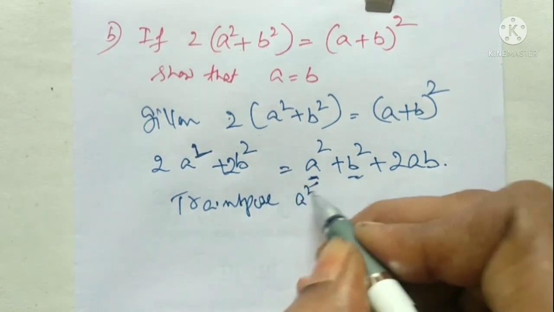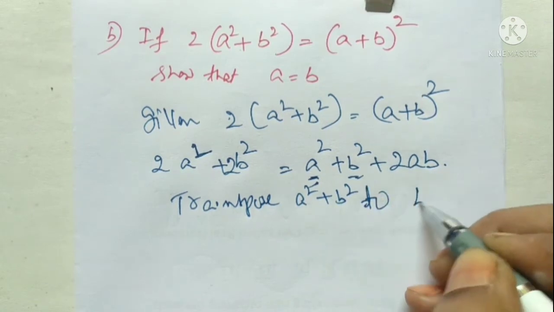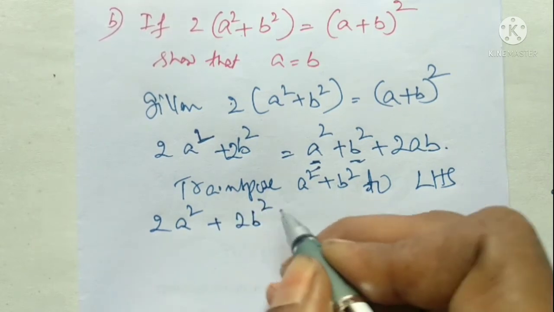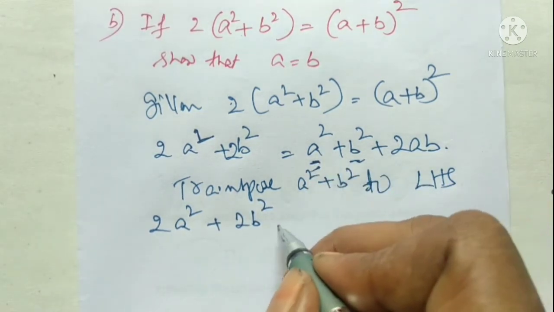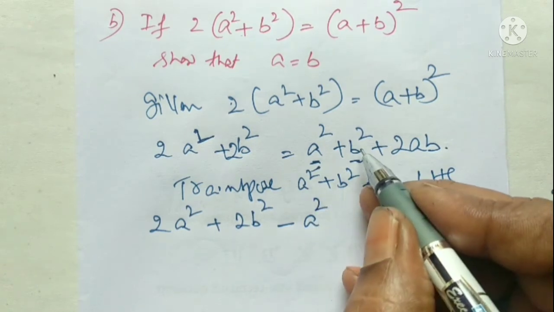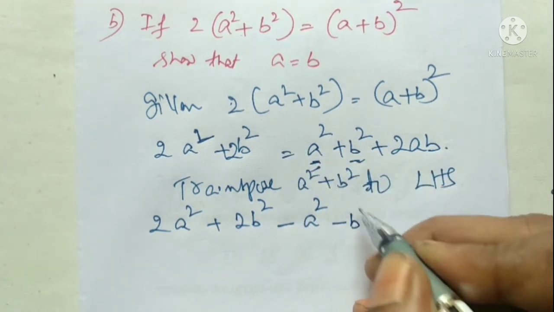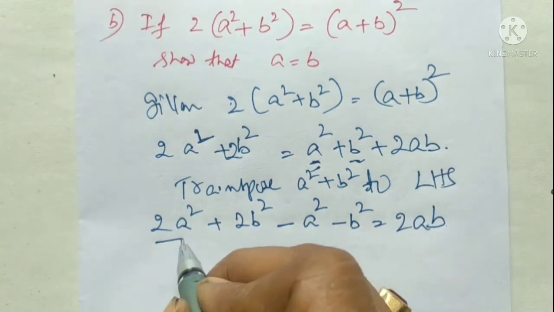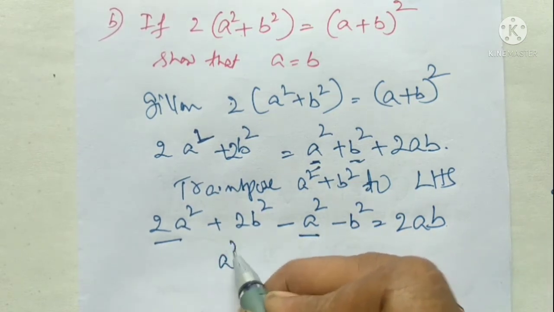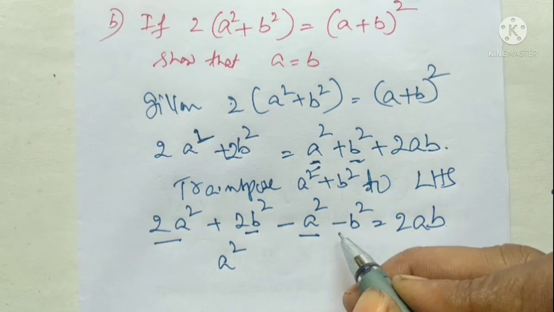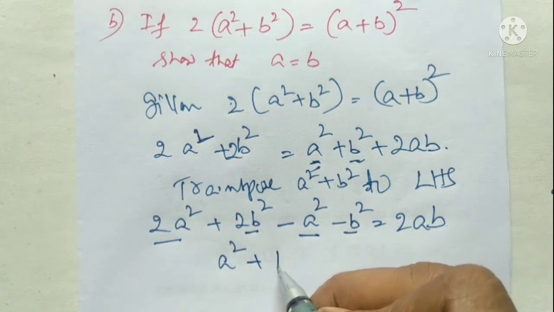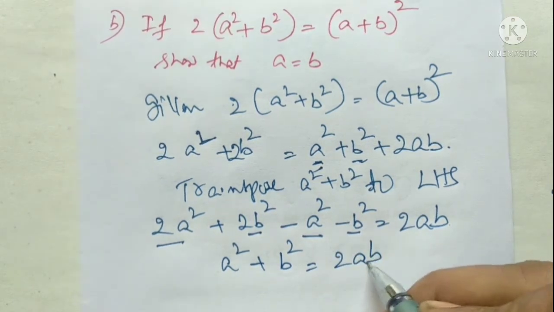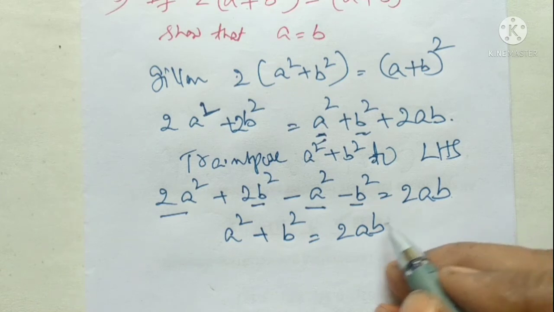This a square and b square we are transposing to LHS. Transpose a square plus b square to LHS, then it is 2a square plus 2b square, plus a square will become minus a square, and plus b square will become minus b square, is equal to 2ab. So 2a square minus a square is a square, plus 2b square minus b square is plus b square, is equal to 2ab.